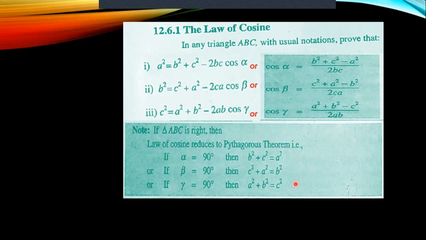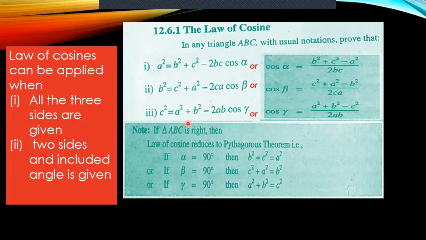And one important thing: when to use this law of cosine. The law of cosines can be applied when all three sides are given. Here you can see, to find the angle, we need all the sides. There is no other angle involved in it. If you want to find alpha by using these three sides, you can. If you want to find beta by using these three sides, you can. And if you want to find gamma, then again by using these three sides, you can find it.